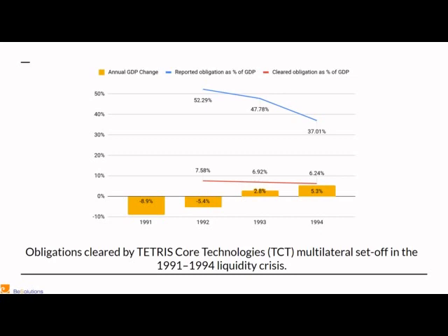But the system provided some relief. 7.58% of the obligations were cleared in the multilateral set-off. This is a very big contribution that helped a lot to sail through these troubled times. The other interesting thing of this chart is that it ends in 1994. And it's an interesting story.